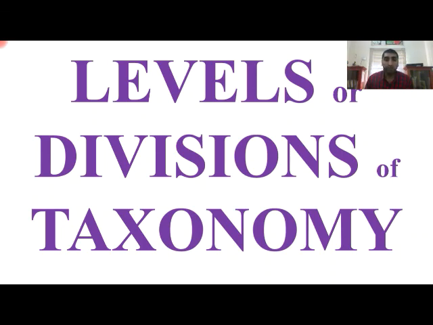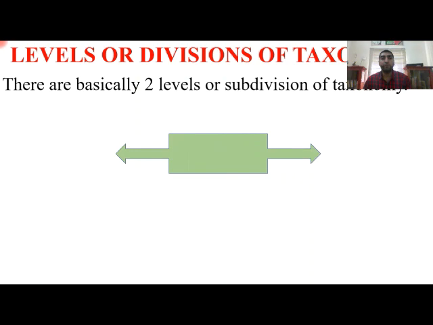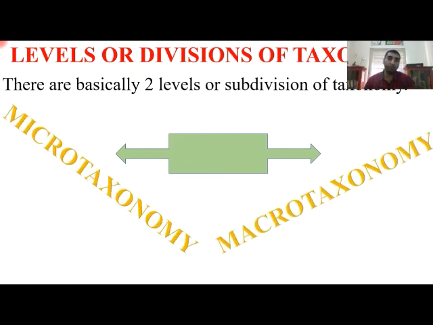We were studying taxonomy, systematic zoology. So we have already studied the scope, importance, history, and different periods of taxonomy. And in today's lecture we will study the levels or divisions of taxonomy. Basically, in taxonomy there are two major divisions or two levels. One is micro taxonomy and one is macro taxonomy.